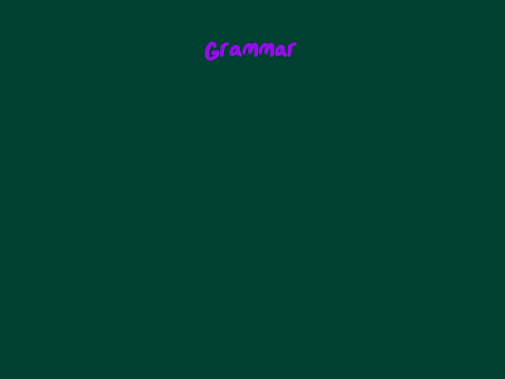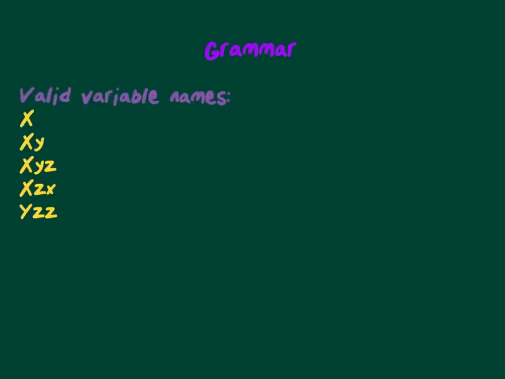In this video we're going to talk about how a programming language has grammar, and this can be known as Backus-Naur form. In this example we're going to look at variable names, and so some valid variable names are shown on the left here. So x, xy, xyz, xzx, and yzz. So a combination of between 1 and 3 characters. There's a mixture of x, y, and z.